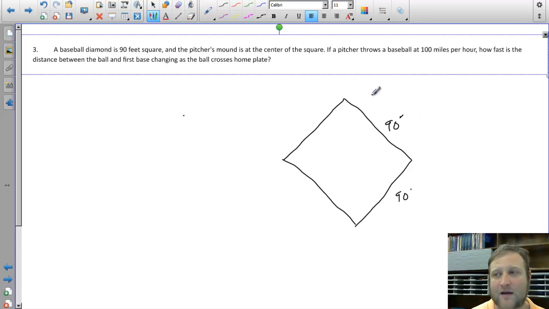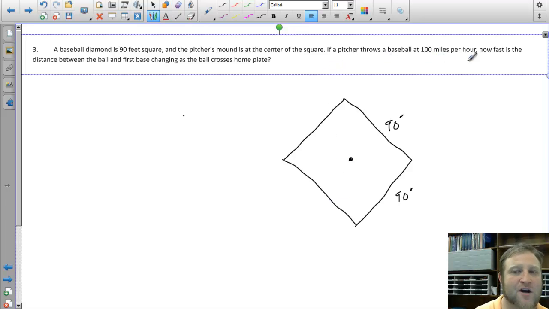I know we've been bouncing back from metric to standard form, but again, that's just through practice. You're going to see these problems written in all these different types of units, and you must be comfortable using all of them. So this is my best representation of a baseball diamond, especially drawing on a notepad. The pitcher's mound is the center of the square, so the pitcher's mound is going to be right here at the center of the square.